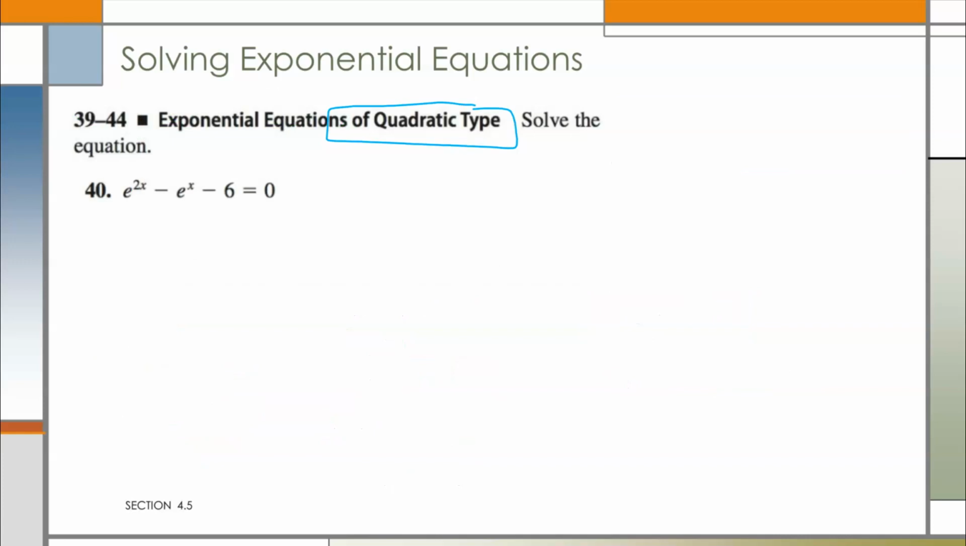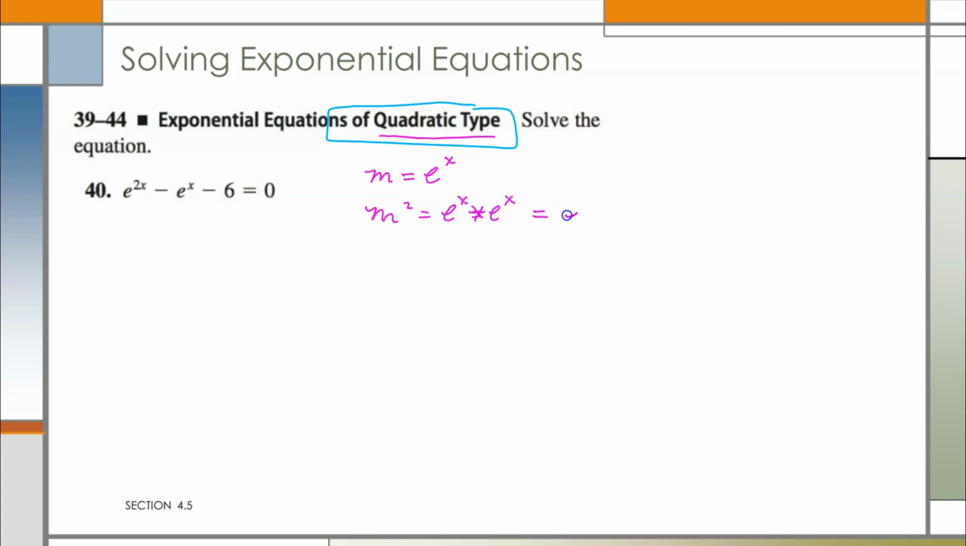Okay, let's look at our next example. These are quadratic in type. Let's see how this could be quadratic in type. Well, what we could do is we could let m equal e to the x. If I square both sides, we get m squared is equal to e to the x times e to the x.